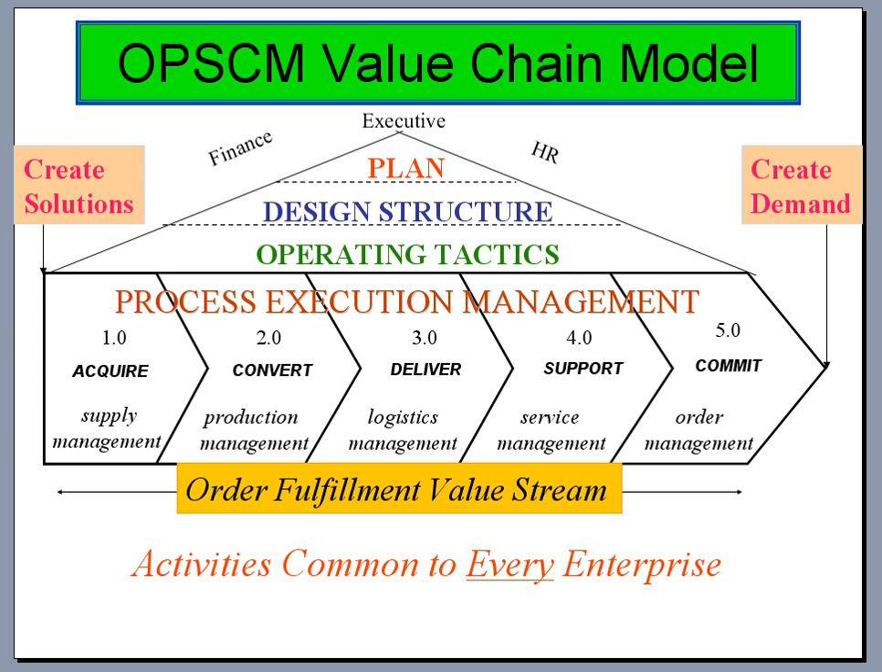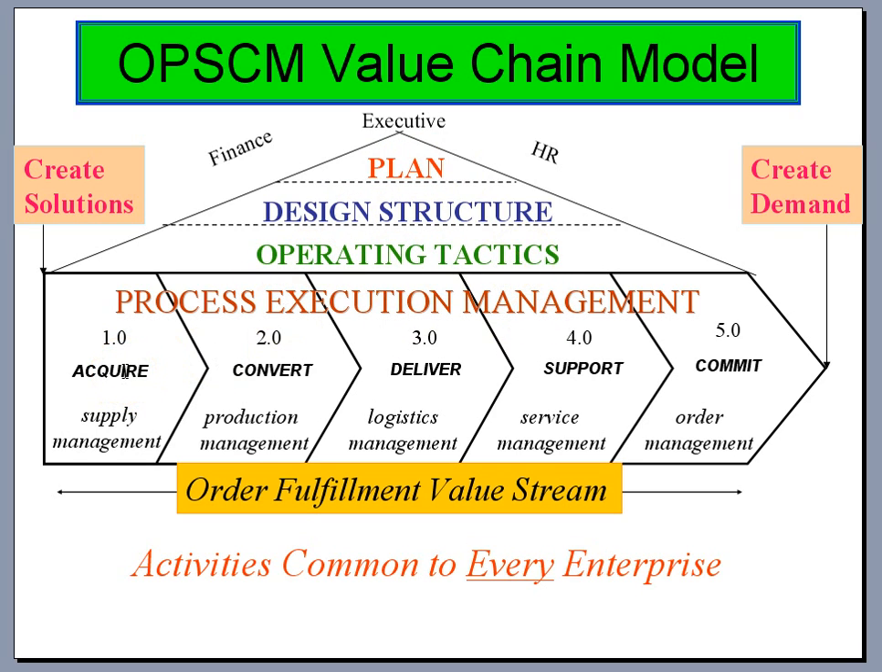The one that the course is going to use, and this doesn't necessarily mean that you have to use it, but the one that the course is structured around to identify the content and the different activities within supply chain, is called the Operations Supply Chain Management Value Chain Model. And it has the 4 different levels of decisions that were taken right from the enterprise model: the planning structure, plan, design structure, operating tactics, and execution management.